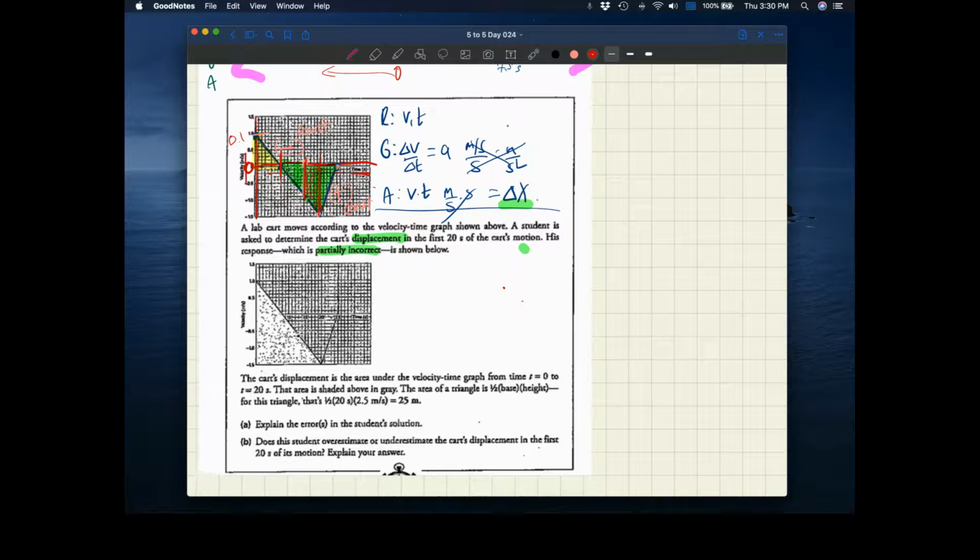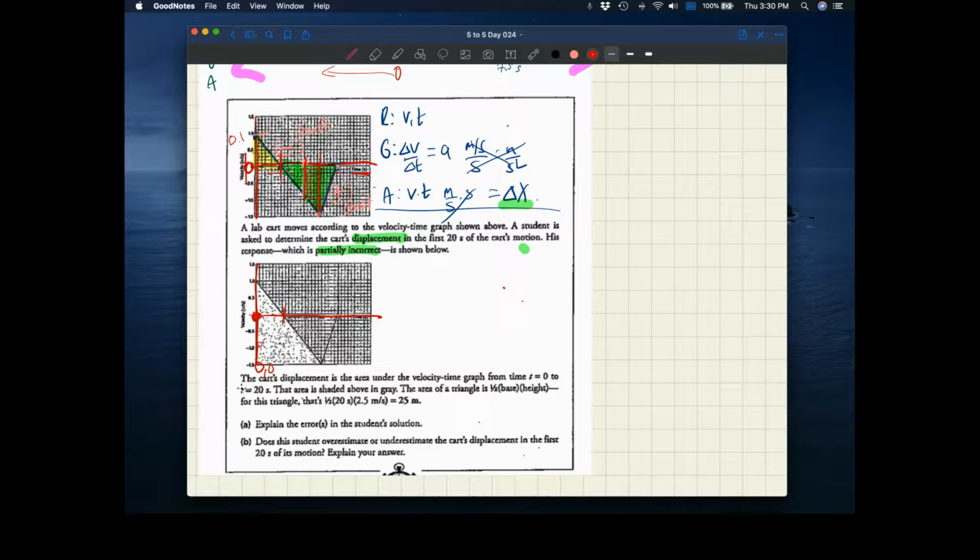Student says the cart's displacement is the area under the velocity time graph to 20 seconds, shown in gray. So notice, of course, that the student has misidentified the area. They assumed, an origin error, that this was 0, 0, instead of observing that the true origin is up here. And so that's the first part of the mistake the student made. Up until this point, that part of the area is correct, although everything below it is wrong. Okay, the area of the triangle, and so on. Explain the errors in the student's solution.